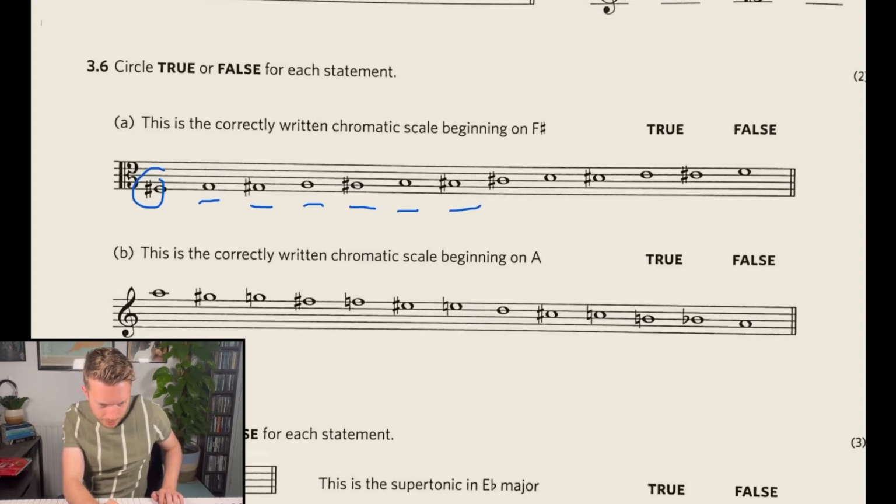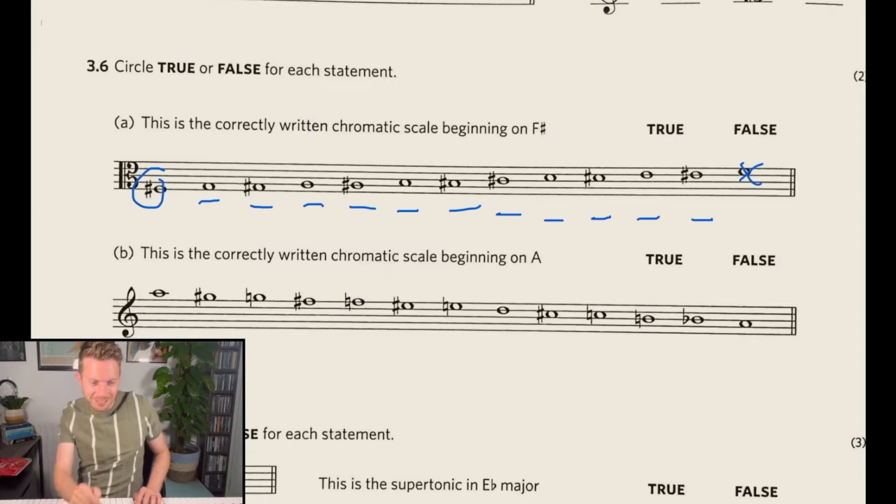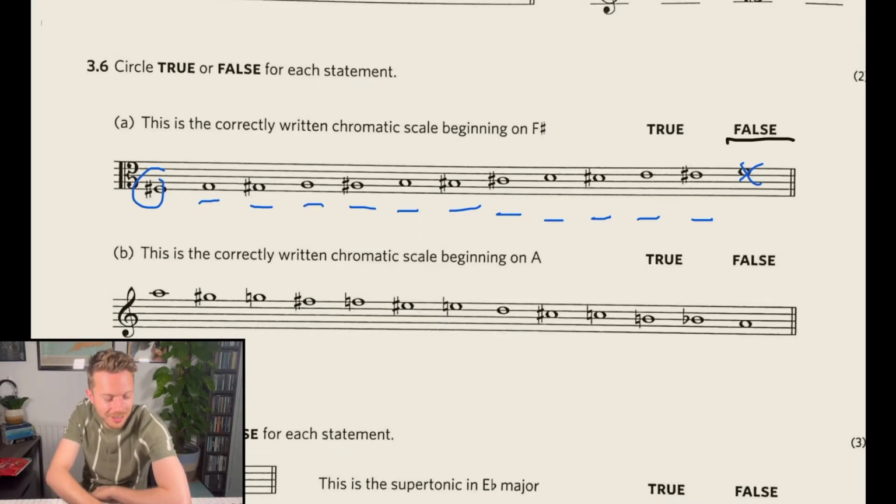sharp, B, C sharp, B sharp, which is a C, sounds like a C, C sharp, D natural, D sharp, E, E sharp, but, oh no, that's just an F. That is not right. The last note failed us. Unfortunately, that is false. That needs to be an F sharp at the end.